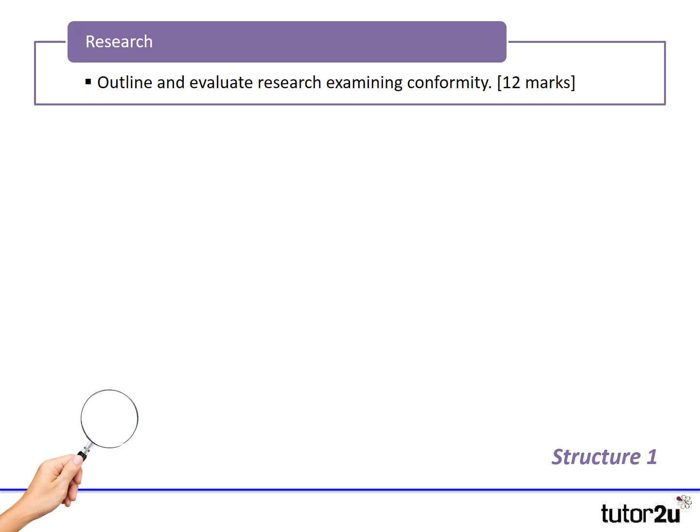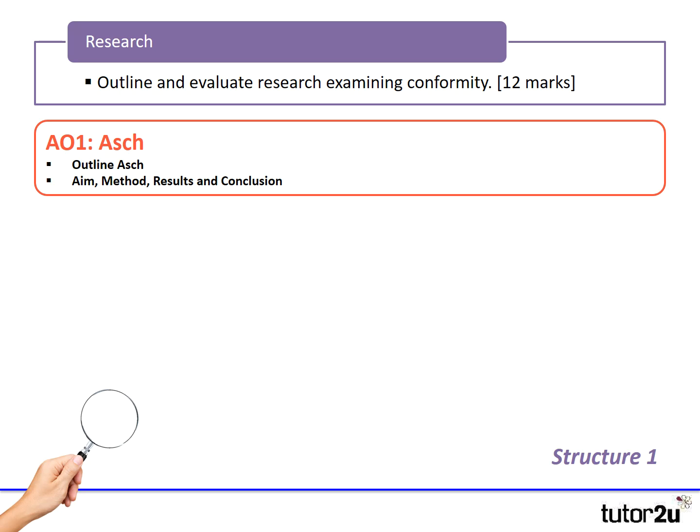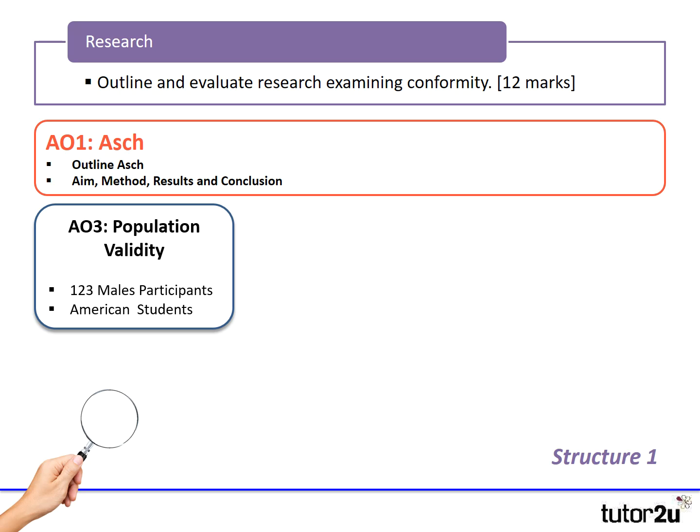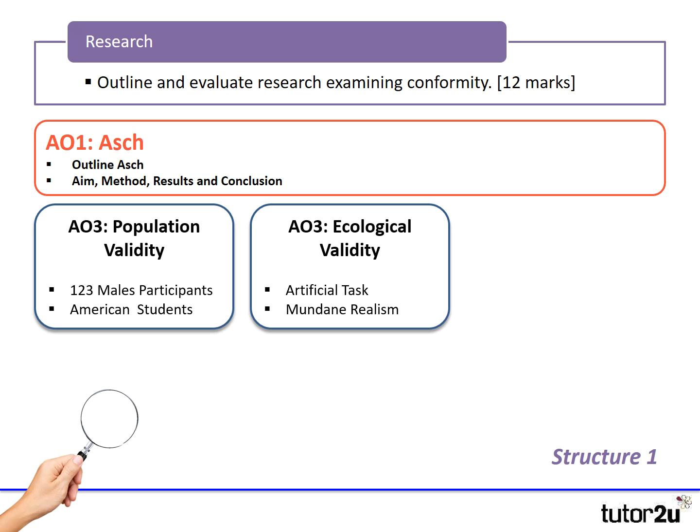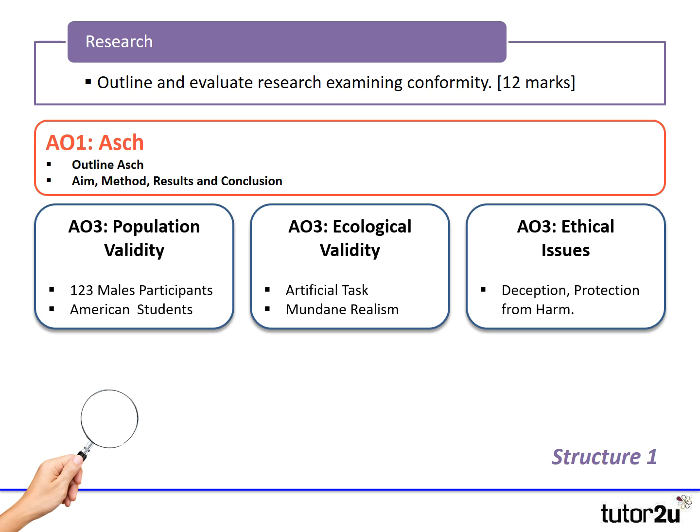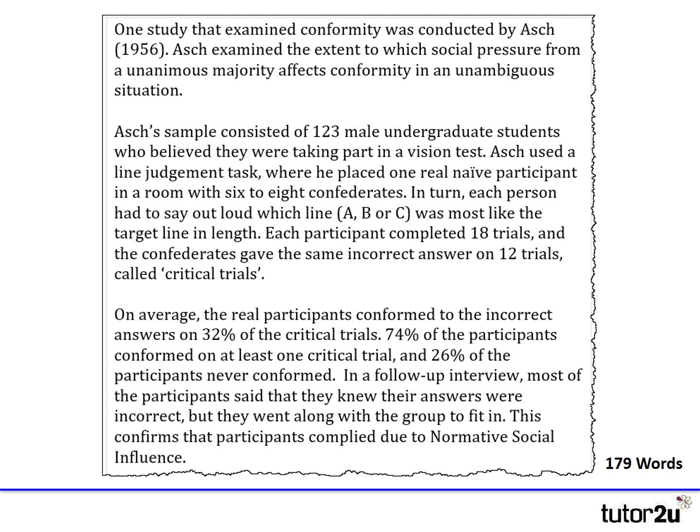So if it was outline and evaluate research into conformity, let's imagine we're a year 1 student and it was just a 12 marker. We're going to outline Asch, we're going to talk about the aim, the method, the results and the conclusion. We then might use 3 fairly typical evaluation points. It lacks population validity, it lacks ecological validity, and he broke some ethical issues. Okay. Now with that in mind, the difficulty, and this is quite hard, is summarising Asch in about 175 words, which is the same number of words you write in year 1 or year 2. Here's what it could look like, and this is tricky, so I would practice writing these, okay?